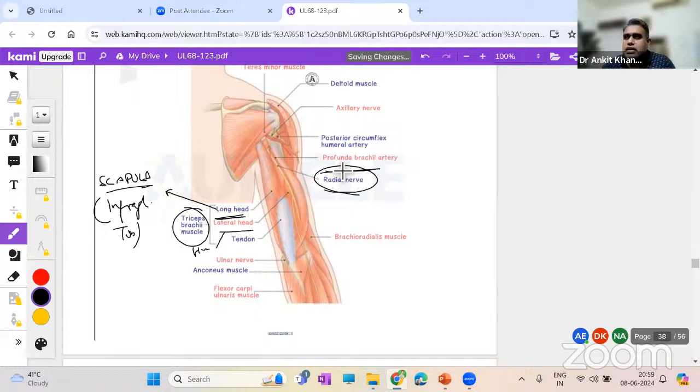Triceps, what does it do? Extension of the arm and the forearm. Extension at the elbow region and also at the shoulder region is mainly done by this triceps muscle. It's a huge muscle having three different heads. And where does it insert? It finally inserts into the olecranon process of the ulna over here. It's a huge muscle, right?